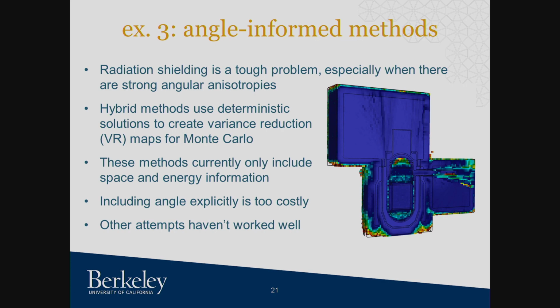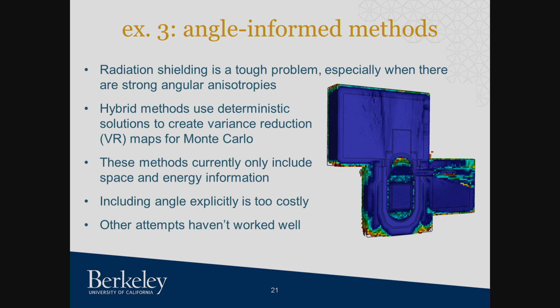So we can speed Monte Carlo up by playing games with it to make the statistics go better and to only keep track of important particles and to use weights so that particles that are more important have a higher weight and particles that are less important have a lower weight. There are a lot of variance reduction games, but one of the ways to do it really well is to use a very coarse deterministic solution to get a map telling Monte Carlo what to do.